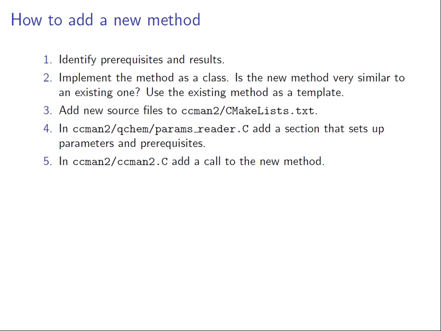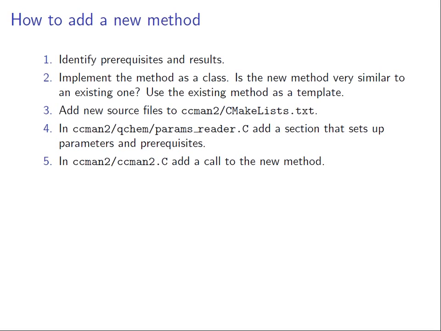Okay, the second step of the procedure is to implement the new method as a class, and look at existing methods. Maybe the new method is conceptually similar to something that already exists. Say we have things like an energy correction type, which is, for example, CCSD(T), or an iterative method, which can be any CC method. For an excited state method, you can take any EOM method as a template, and so on. So it's very likely that an existing method will be a good template.